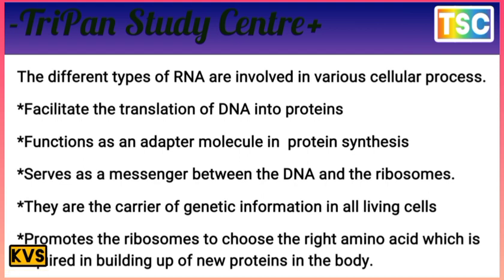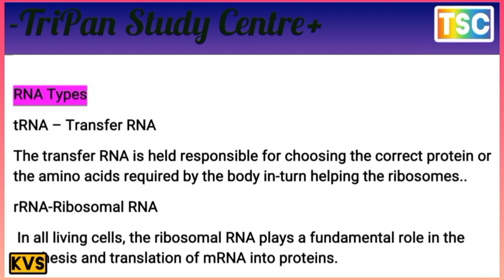That's an important function here. Next, types of RNA. That's important, types of RNA here. You know that the first type is tRNA, transfer RNA, second ribosomal RNA, and third messenger RNA. You know that there are three types of RNA here. First of all, transfer RNA, the tRNA. The transfer RNA is held responsible for choosing the correct protein, that is, choosing the correct amino acid required by the body, in turn helping the ribosome. That's important, transfer RNA here.